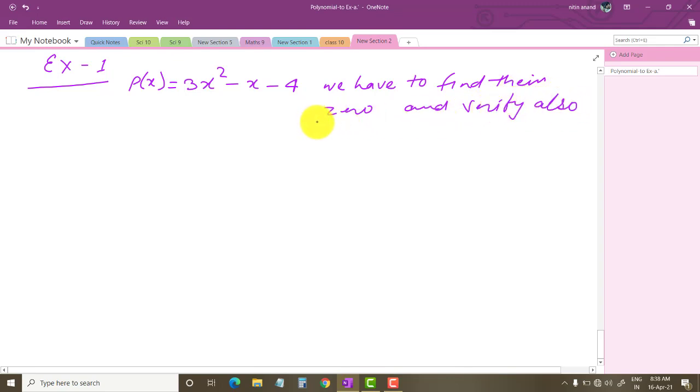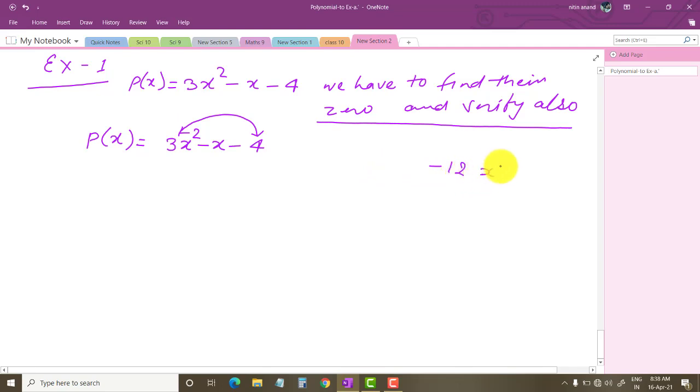That means we have to find their zeros and verify the relation between coefficient and zeros. Then how will we find them? See, we will write this is our p(x) equal to 3x square minus x minus 4. Firstly, we will multiply this term by this term, means we will multiply both terms, then it becomes minus 12x square. Now we will factorize this 12.